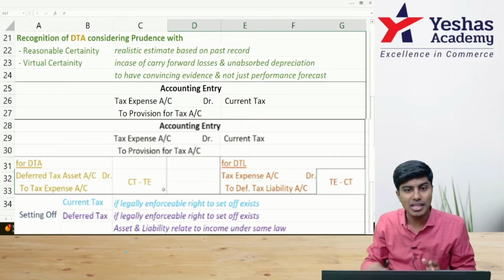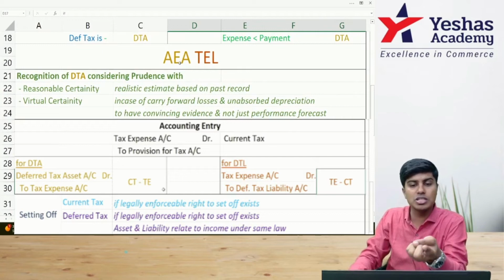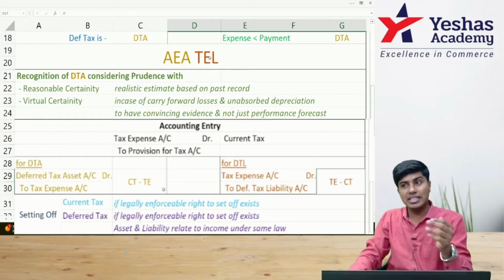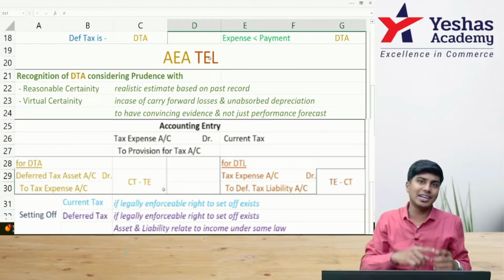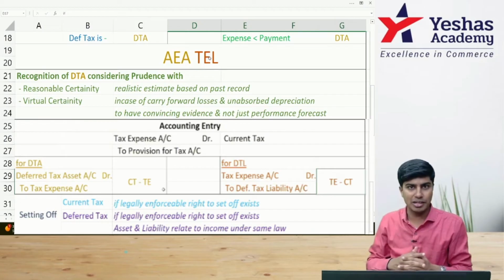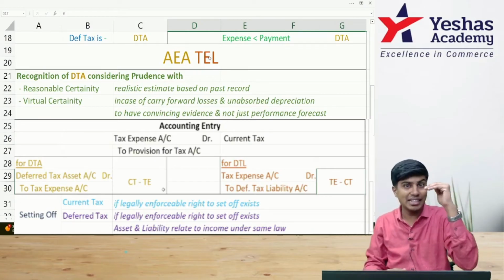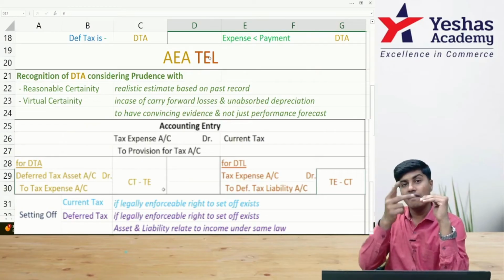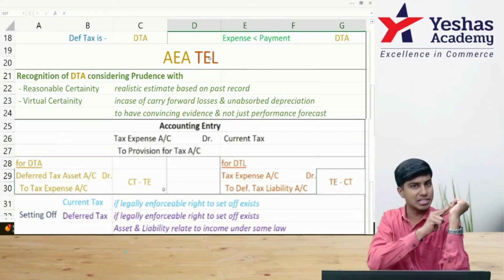Are you guys getting this? Right now our accounting expense is more, so we are creating deferred tax asset. In the later year, accounting expense should be less, that is tax expense should be more, for the reason of creating deferred tax liability. If you have created deferred tax asset in year 1, in year 2 we don't create deferred tax liability, we will reverse the deferred tax asset previously created.